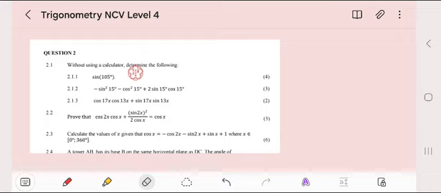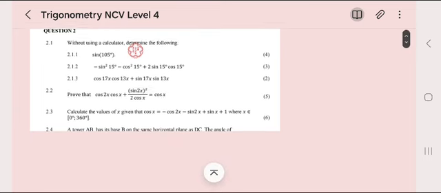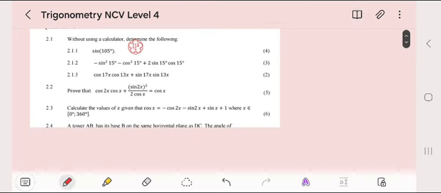This is Trigonometry NCV Level 4. Question 2 again, we are still under trigonometry. Question 2.1 says, without using a calculator, determine the following: sine 105. So, enough for stories, let us attack our question there.